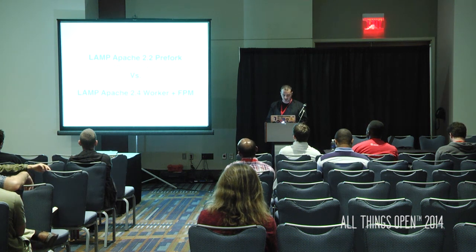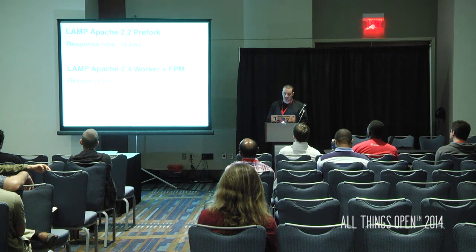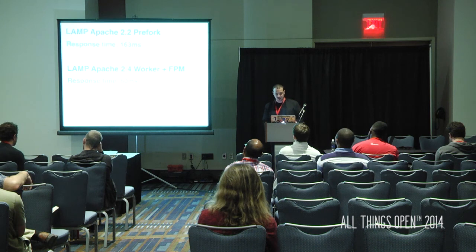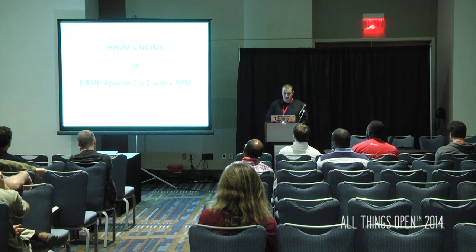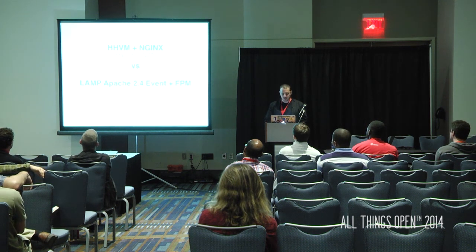Again, those URLs will show you the test, so let's see how they did. 2.2 pre-fork has an average response time of 163 milliseconds. 2.4 worker with FPM, 60 milliseconds. 2.4 is the winner.